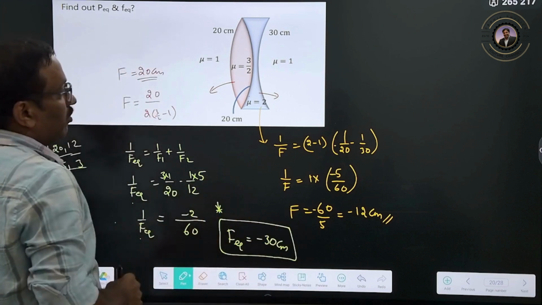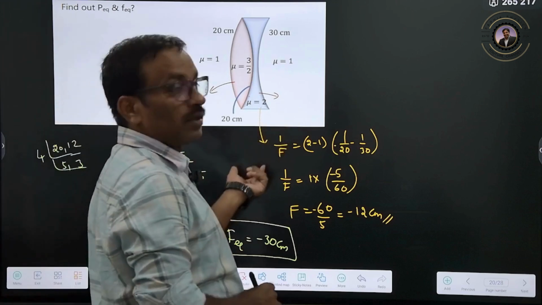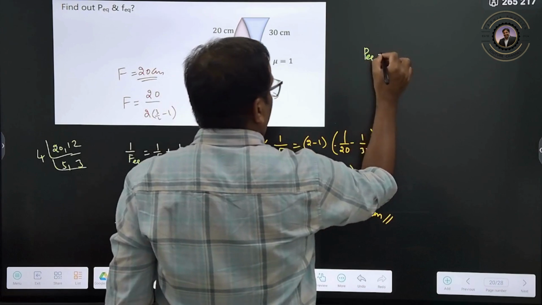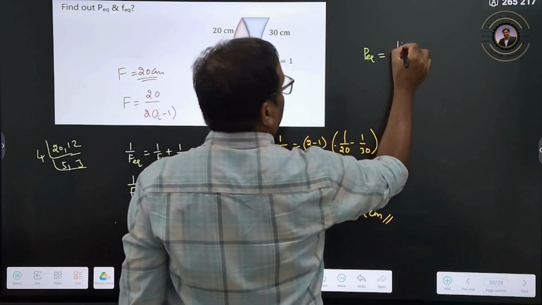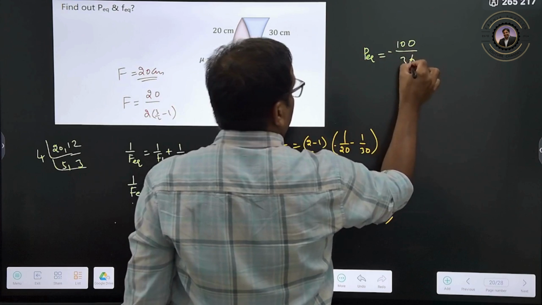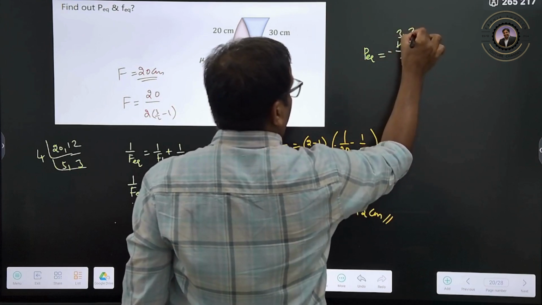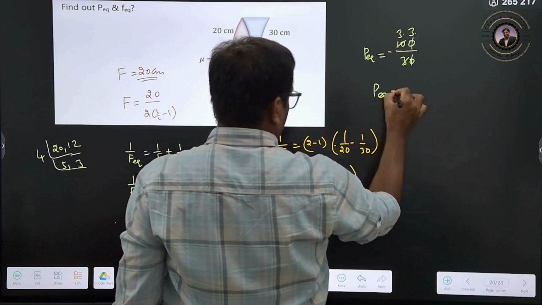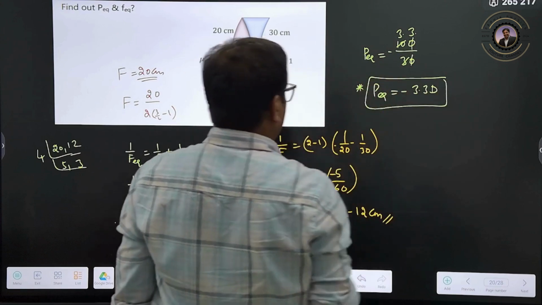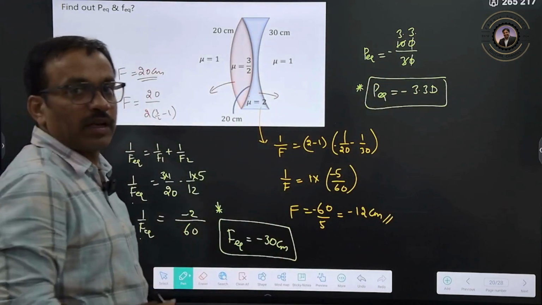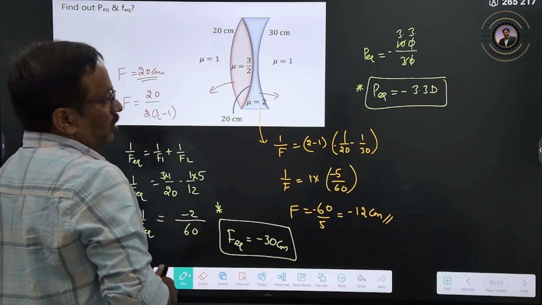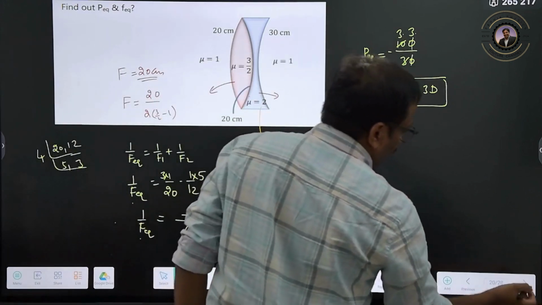So this combination will behave like a concave lens, right? If you are calculating the power, the power of equivalent is 100 divided by f. So therefore it is minus 30, so you can write 3.33, minus 3.33 diopter. This is your power equivalent. This is nothing but the focal length equivalent now. Clear? Right? So like this, the combination of the lenses you can do. Clear?